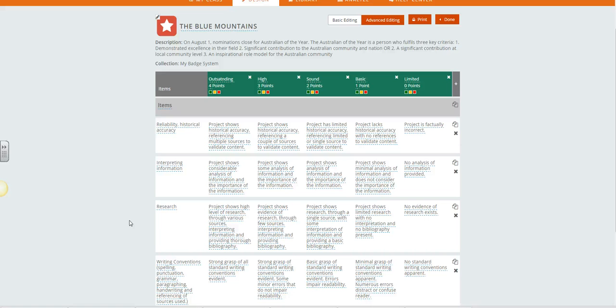So for instance, interpreting information was about showing analysis of information and the importance of the information they presented. Now, the degree to which they did that would demonstrate whether or not they got a 0, 1, 2, 3, or 4 as a mark. So an outstanding, a high, a sound, a basic, or a limited. These were then printed up as part of the project that we were doing. They were given to the students, so they had them to always refer back to.